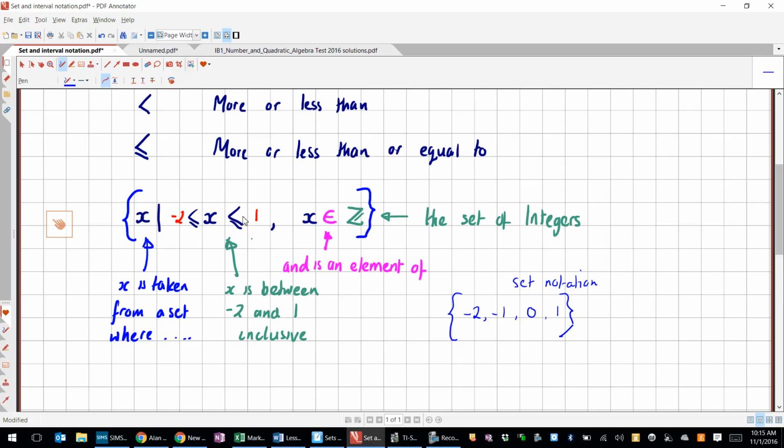So if I only wrote that x was between minus 2 and 1, I could not write the numbers. So what they've given you is a second piece of information, which states that out of those infinite numbers between minus 2 and 1, we only want to use the integers. So x is an element of the integers, so you can only pick from integers. Okay?